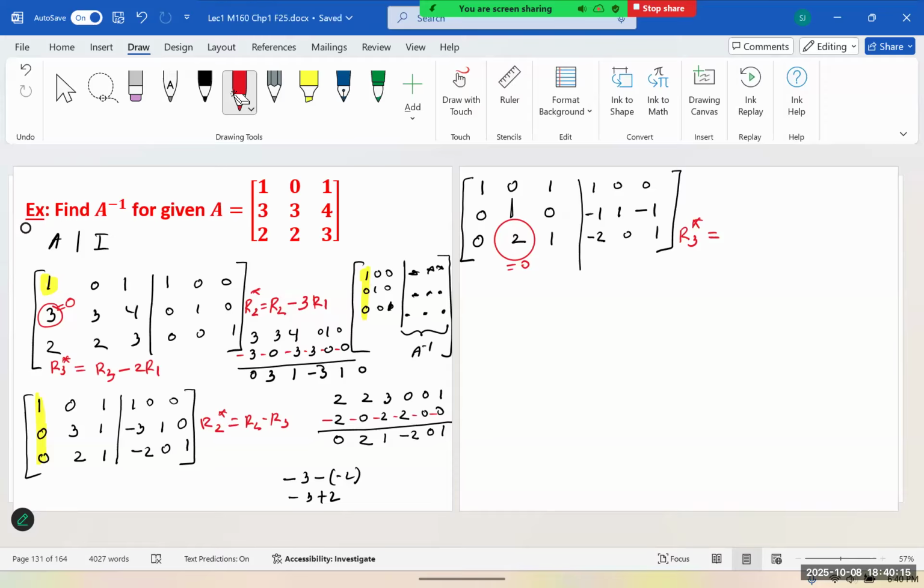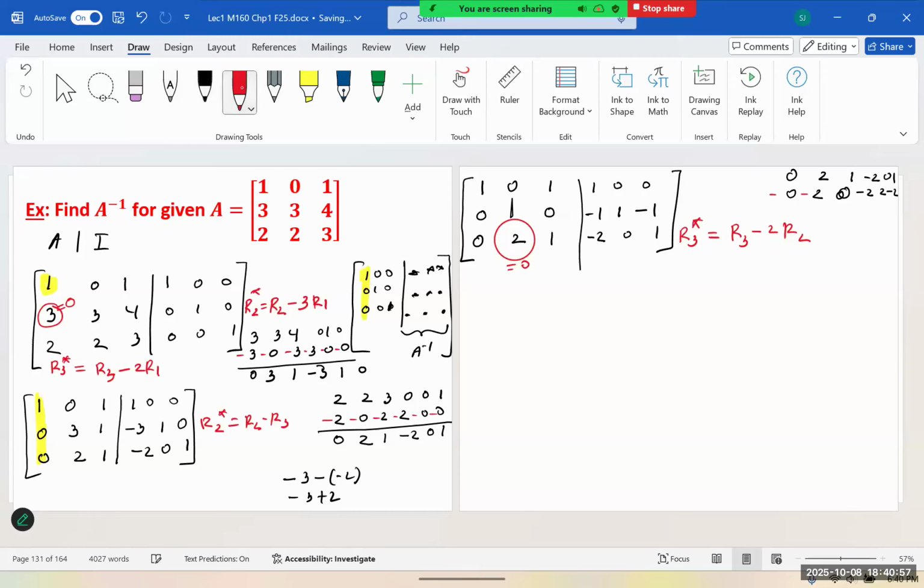We can get help from row 2. So R3 minus 2 row 2. R3 is 0, 2, 1, negative 2, 0, 1. And 2 row 2 is 0, 2, 0, negative 2, 2, 0, 2, 0. And then negative, I should write one below another: 0, negative 2, 2, negative 2.